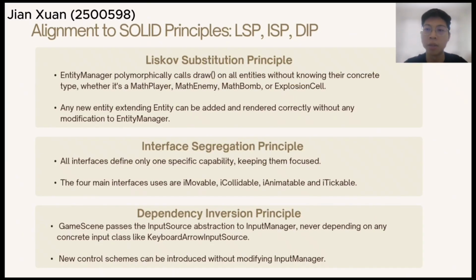Moving to the LSP, our entity managers polymorphically call draw on all entities. Any new entity extending the base class renders perfectly without needing any modifications. For ISP, we keep each interface small and focused on one thing, so entities are never forced to implement behavior that they don't need. And for DIP, our game scenes depend on input source abstraction rather than concrete input classes, so new control schemes can be introduced without modifying input managers.